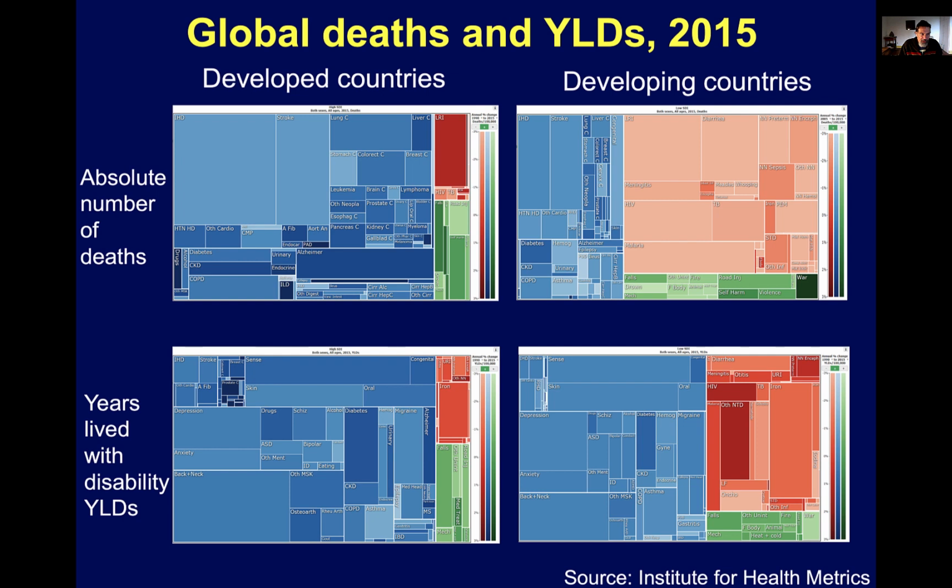And you can also compare the relative share of these things by setting. Here on the top, looking at the absolute number of deaths in resource-rich settings compared to resource-limited settings. And what you see immediately is that in resource-limited settings, infectious diseases and maternal conditions and neonatal causes of death, nutritional deficiencies account for a much larger share of both the absolute number of deaths as well as the number of years lived with disability, which is yet another way to quantify disease burden.